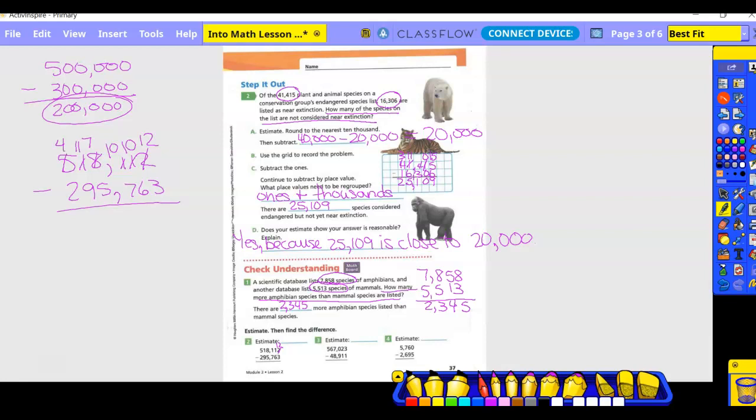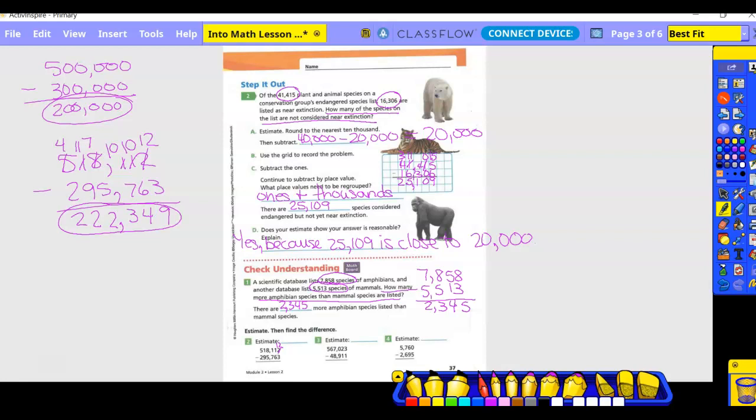So 12 minus 3 is 9. 10 minus 6 is 4. 10 minus 7 is 3, 7 minus 5 is 2, 11 minus 9 is 2, 4 minus 2 is 2. So my actual answer is 222,349. Could that be a possible answer? Yes. Okay. So because 222,349 is close to 200,000, correct?